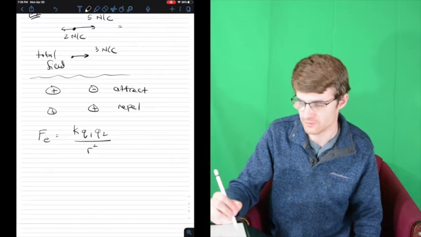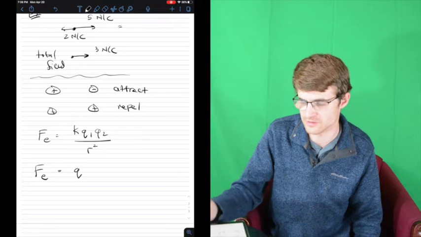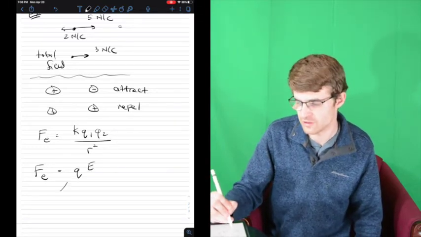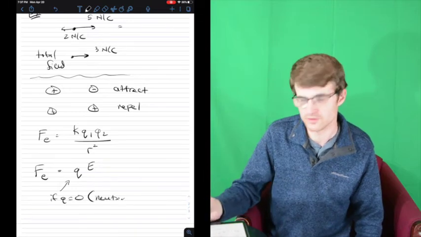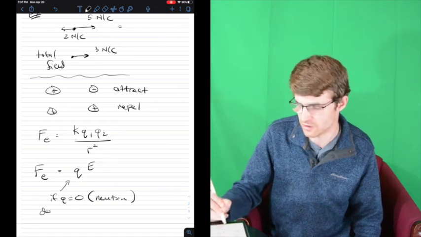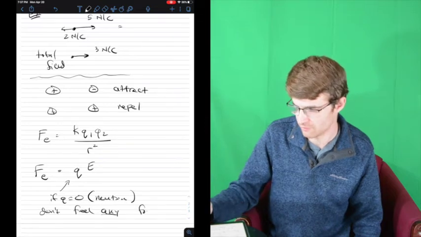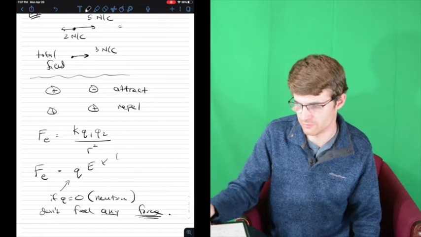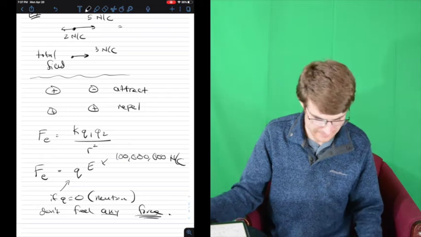In general, the force that you feel is equal to your charge times the strength of the electric field that's around you. So notice that if Q is 0, say you're a neutron, you don't feel any force, no matter how strong the electric field is. This could be a bajillion newtons per coulomb for all we know, and a neutron would feel nothing.